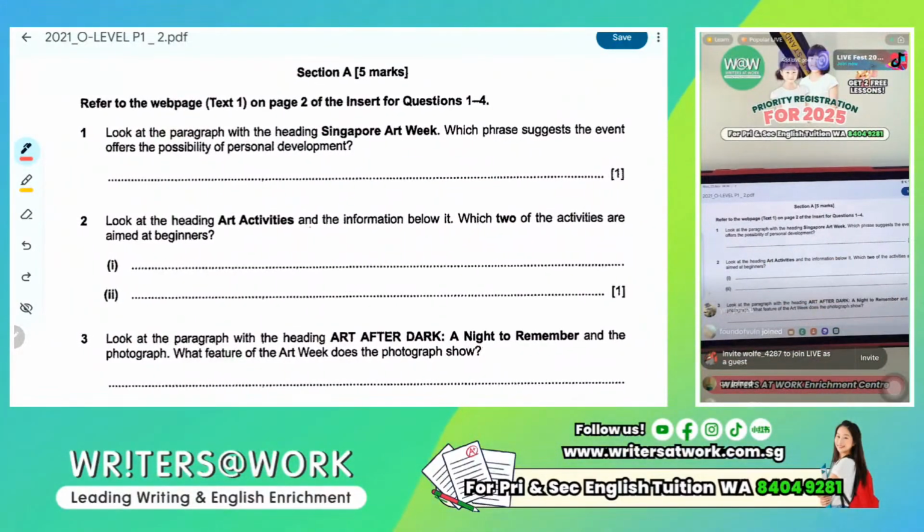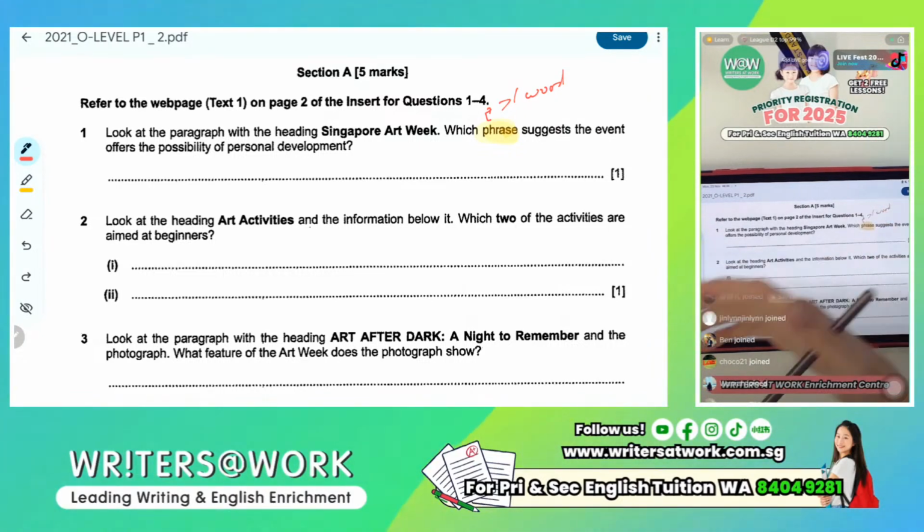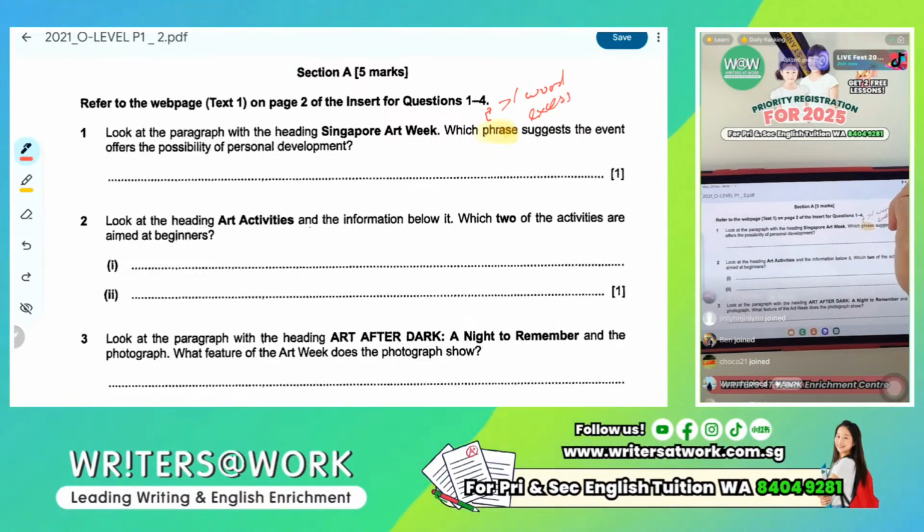Okay, look at question 1. Look at the paragraph, the heading Singapore Art Week. Which phrase suggests that the event offers the possibility of personal development? So you can see this is a very scary word, phrase, because we are looking at more than one word. And usually, students who are unsure would be kiasu and quote the whole thing, something short of a sentence. And where you have excess words, you'll get penalized, and you just lose 1 mark like that, right?